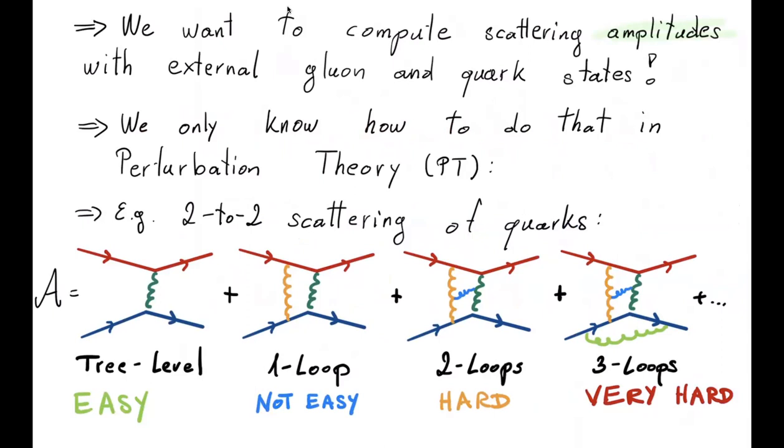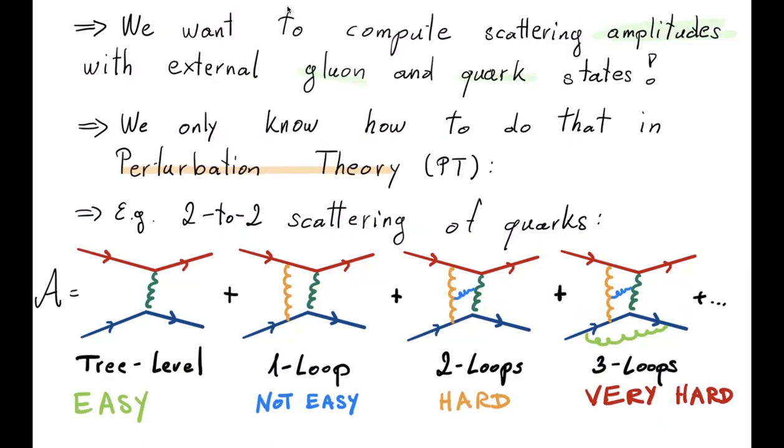And so what we want to do most of the time is compute amplitudes, scattering amplitudes, where we have external quark gluon states. That's what we usually want to do, be it in the context of N equals 4 super Yang-Mills, or in the context of more realistic theories like QCD, because we want to compute scattering processes for the LHC. And in that context, well, we usually use perturbation theory.